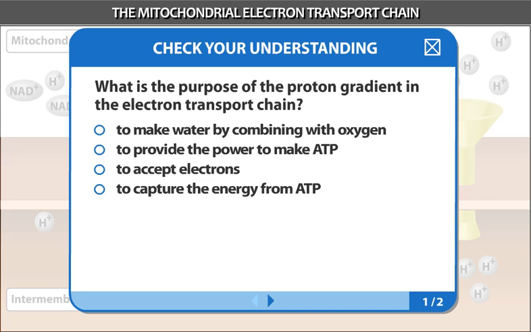What is the purpose of the proton gradient in the electron transport chain? To make water by combining with oxygen, to provide the power to make ATP, to accept electrons, or to capture the energy from ATP. And the correct answer is to provide the power to make ATP.